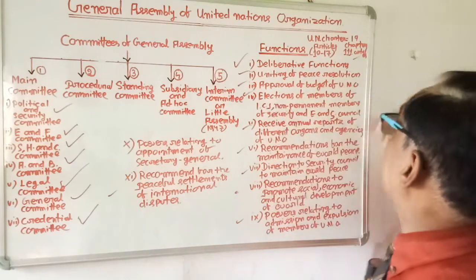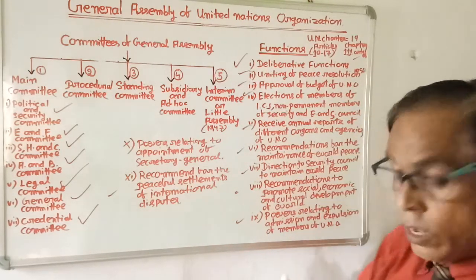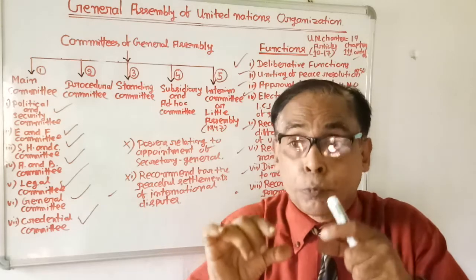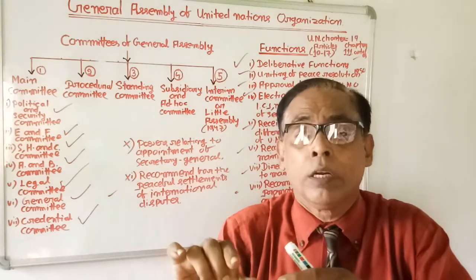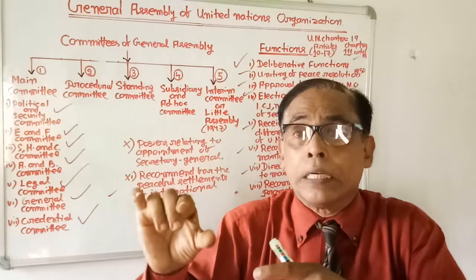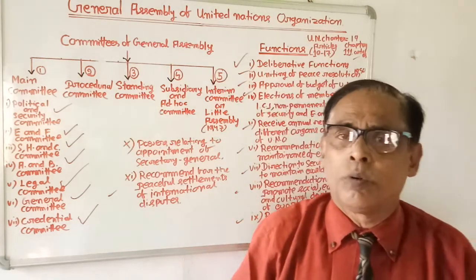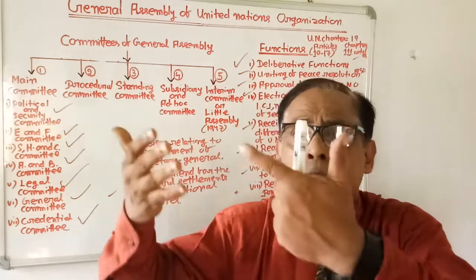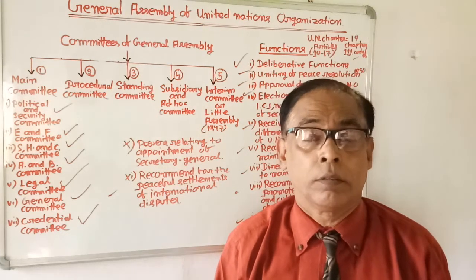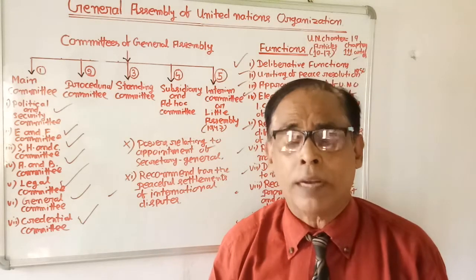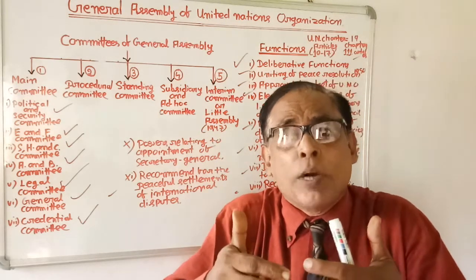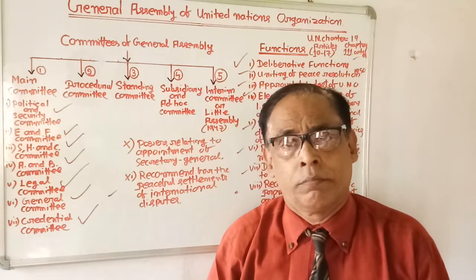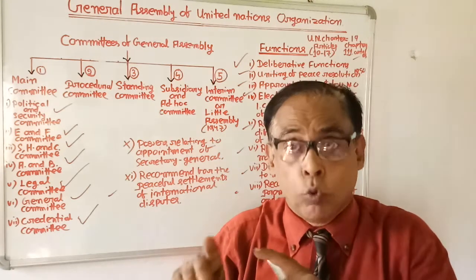Number two, uniting for peace resolution, 1950. Uniting for peace resolution 1950 means there was a time when it was the responsibility of the Security Council to look after international peace. So, Security Council had the entire responsibility to maintain world peace. But when Security Council was unable to tackle any international problem, at that time the peace had to be maintained.